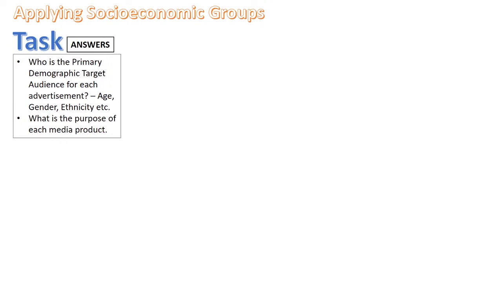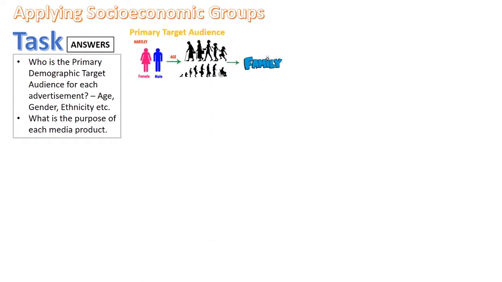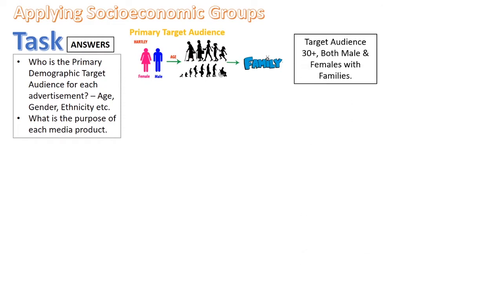So, ladies and gentlemen, you should have watched the John Lewis advert. Maybe you shed a tear. I know that lots of people do. But now we're going to focus on who the primary demographic audience is, looking at age, gender and ethnicity. The primary target audience is essentially 30 plus, both males and females.